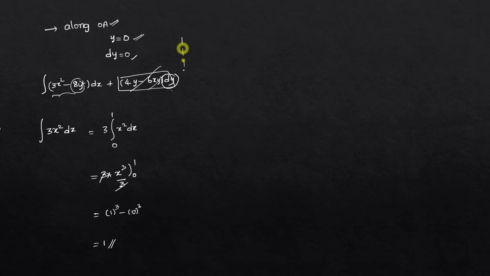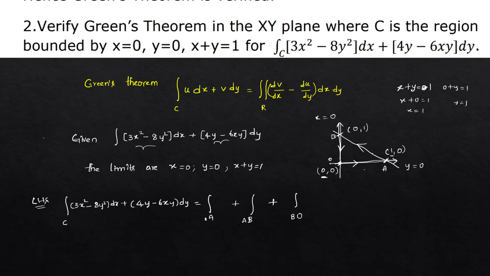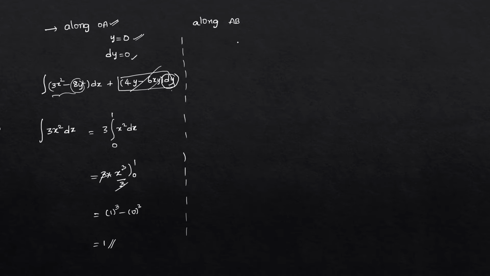Now similarly, we have to find the integral along the line AB. See here, AB is a line. What is the line equation of AB? x plus y is equal to 1. Very good. So x plus y is equal to 1 is the line equation of AB.